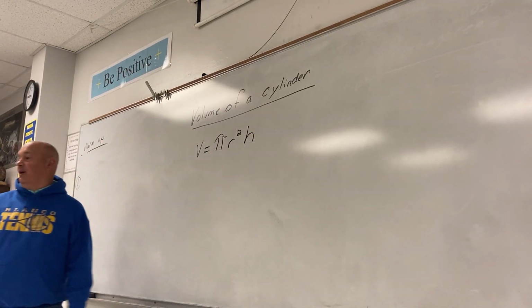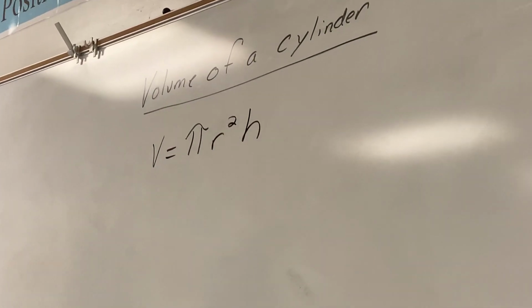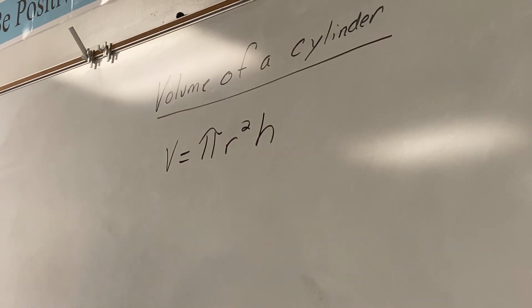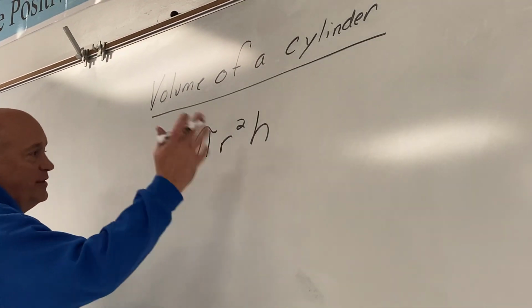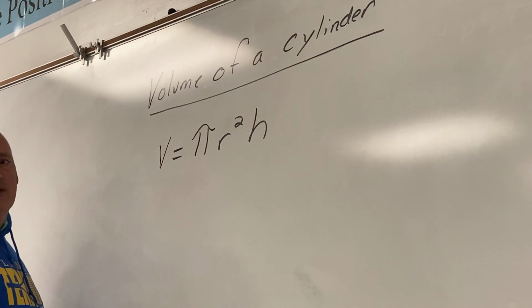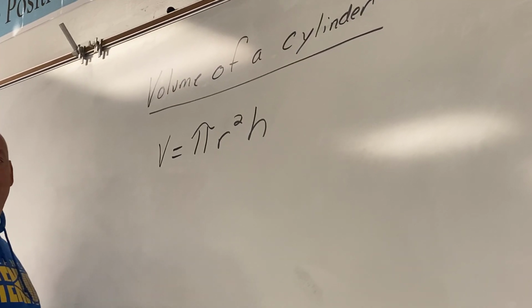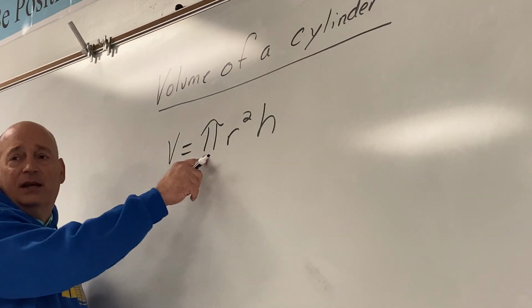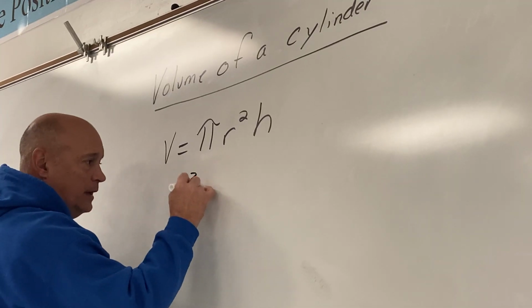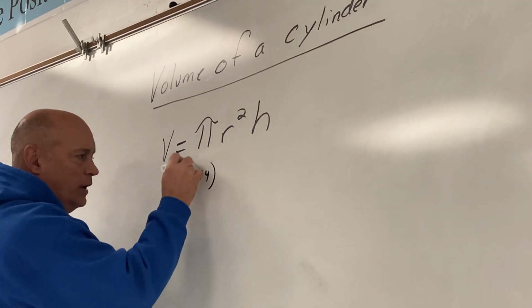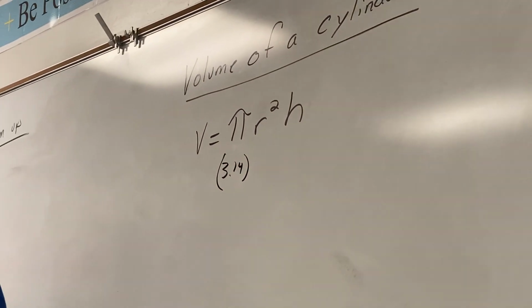Now let's talk about what everything in the formula means, because this formula will give you the answer for all the volume of a cylinder. What do you think V stands for? Volume. Very nice, kids. What's pi? 3.14.